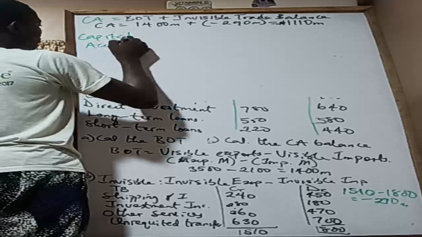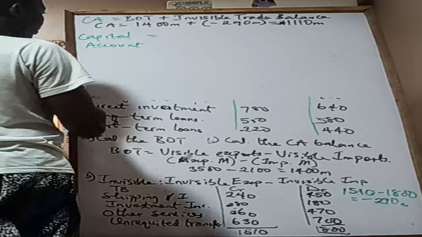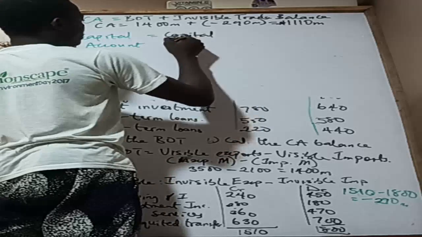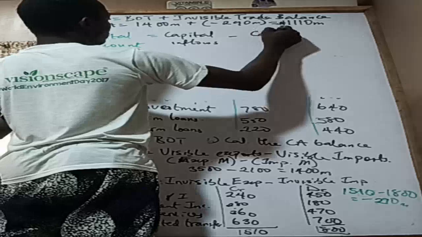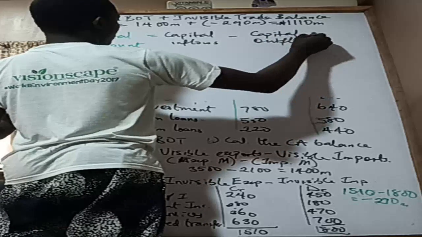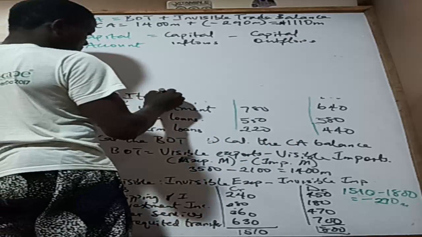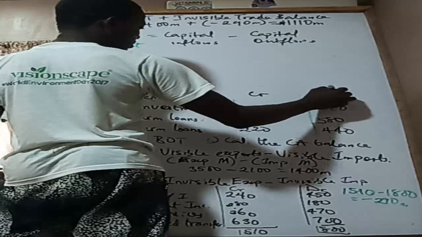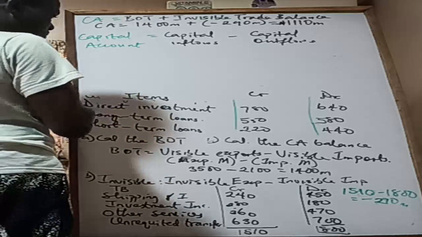Account. So its formula is capital inflows minus capital outflows. All right, so items. I think this was our credit side, and this is the debit side. So just add up these three.